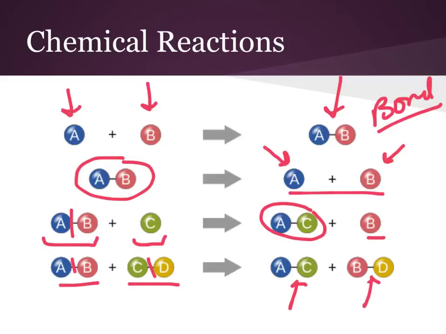To put it simply, chemical reactions are anything where we break bonds, where we make bonds, or where we rearrange bonds. And rearranging bonds involves breaking one bond and making another bond. Ultimately, chemical reactions are bond breaking, bond making, and bond rearranging.